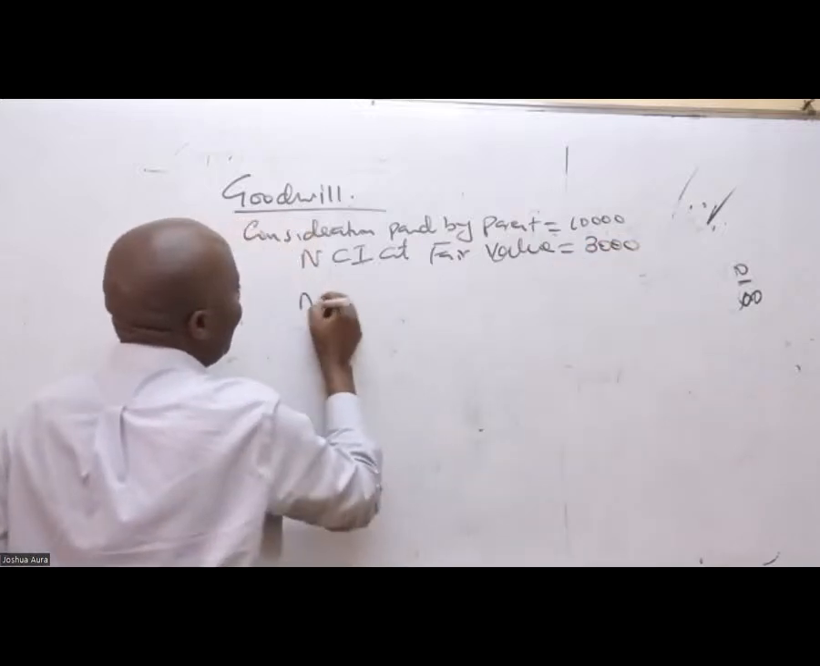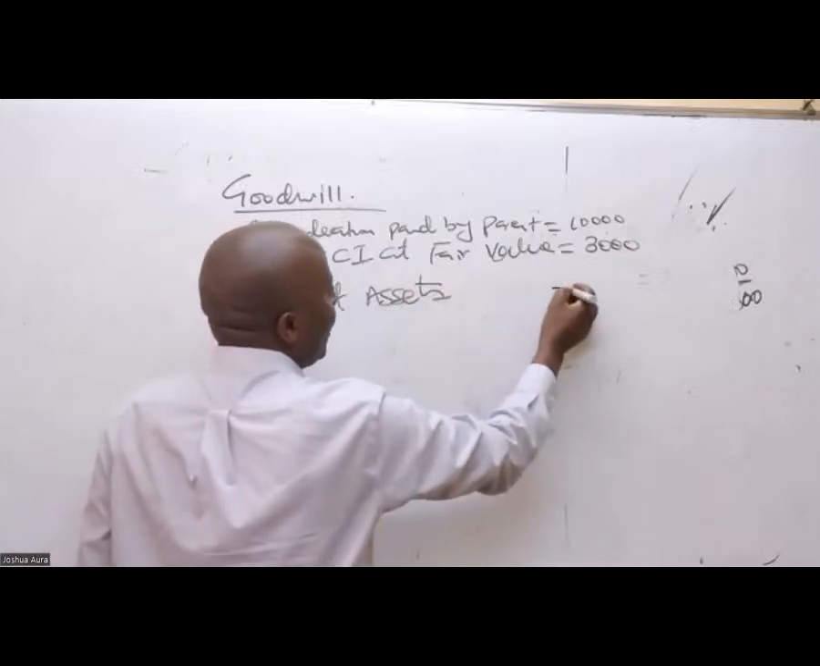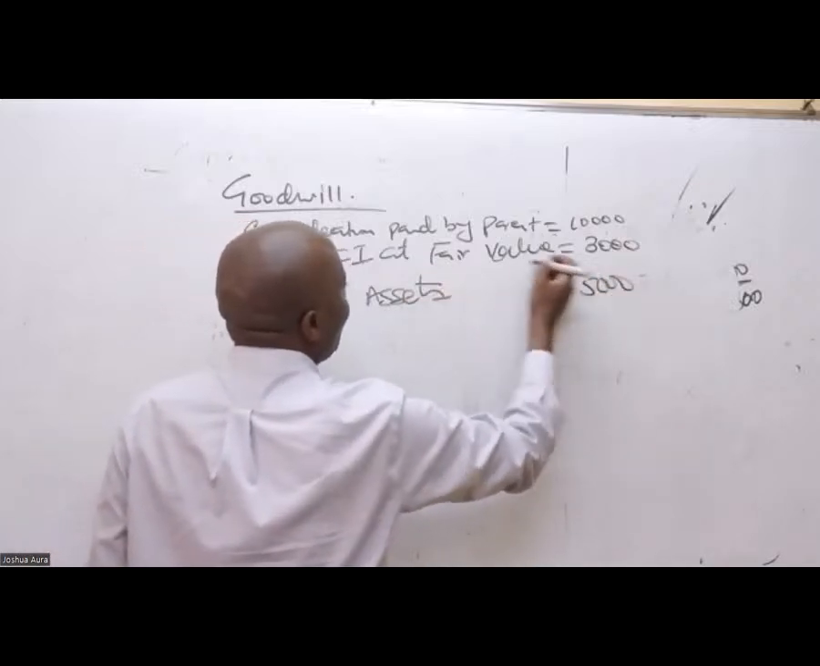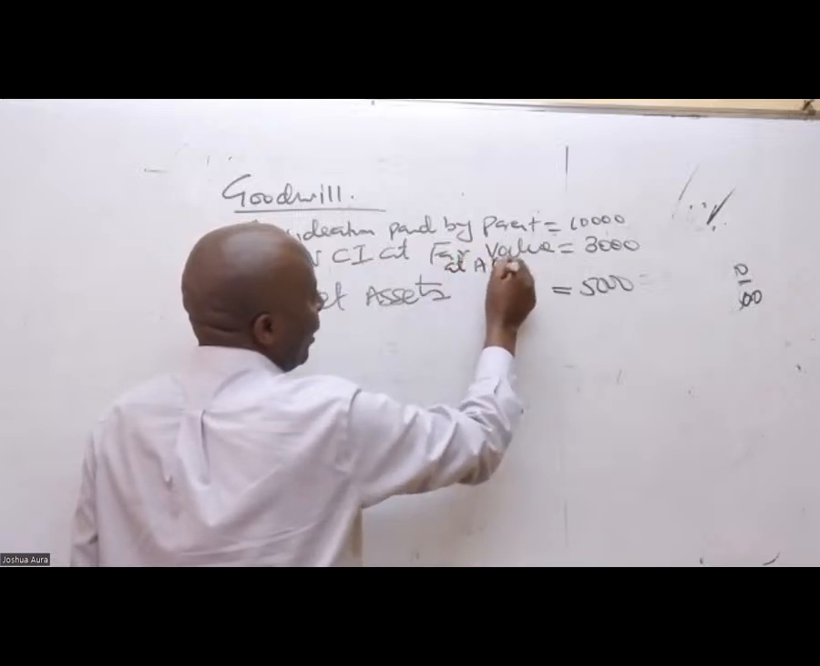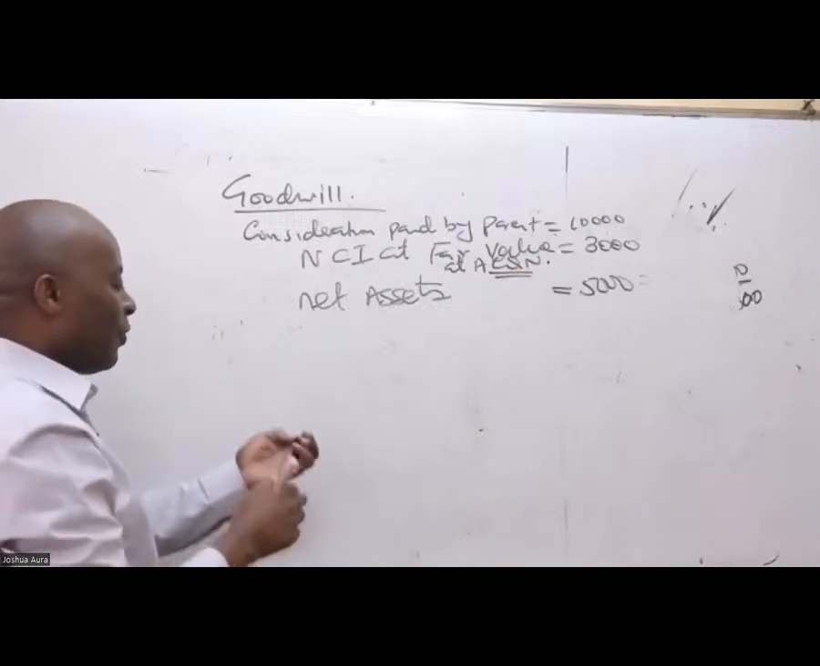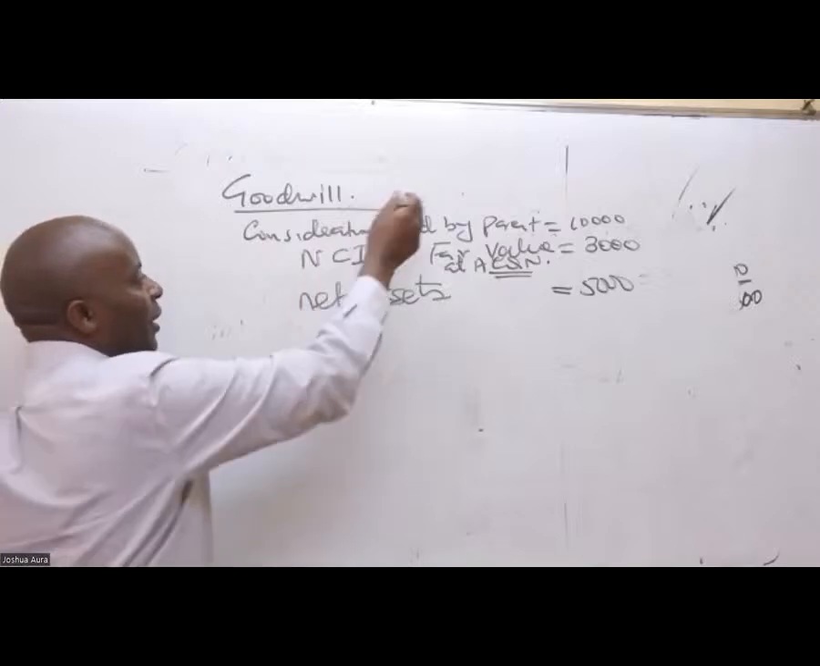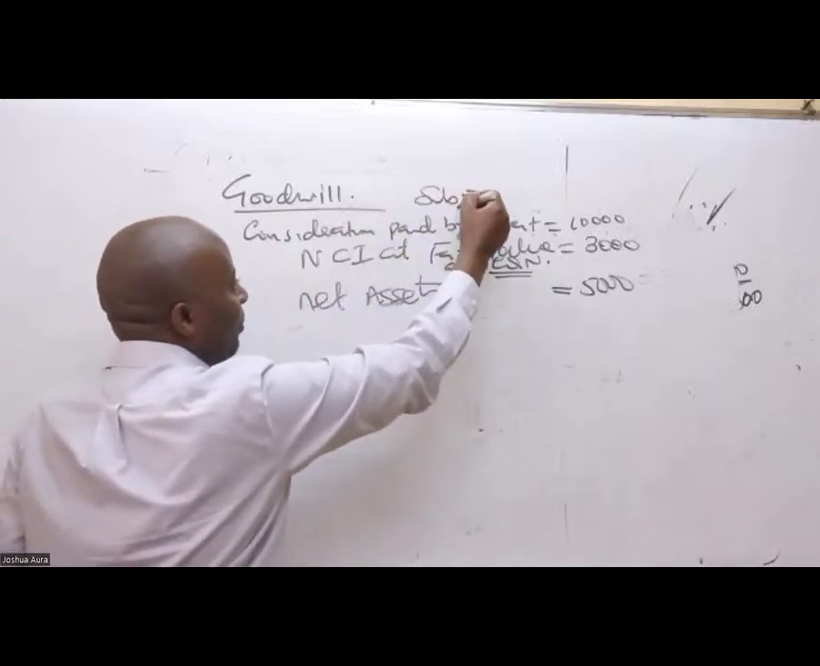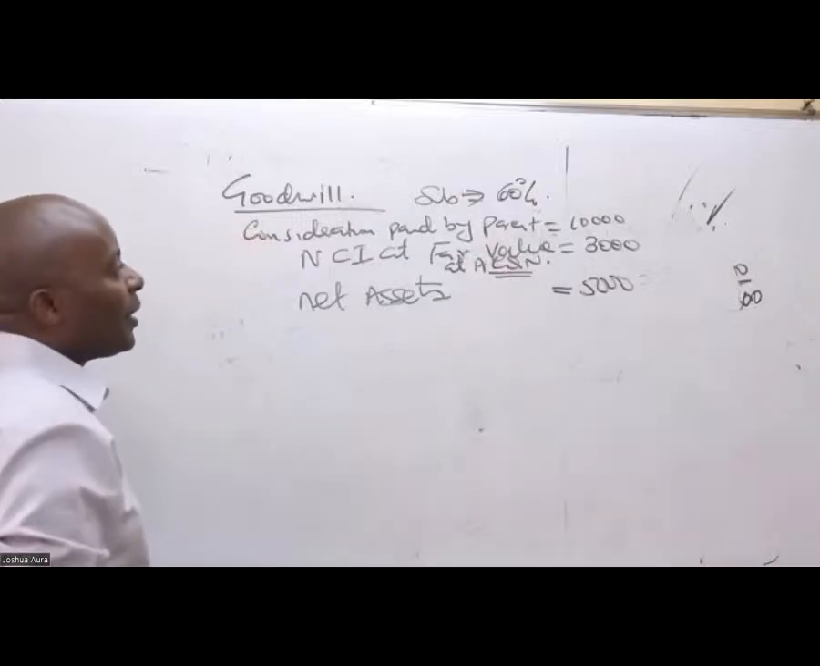And then you will have net assets. In this case here, 5,000. So this is NCI at fair value at acquisition, remember. So if, for example, you're given this kind of analysis and the subsidiary is basically a 60% subsidiary.